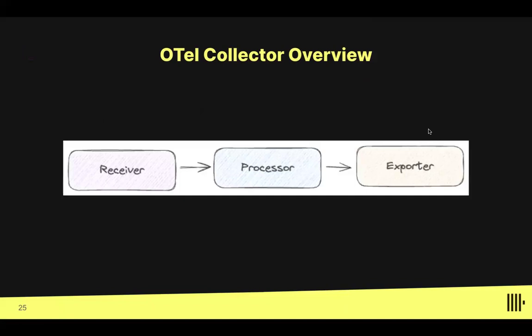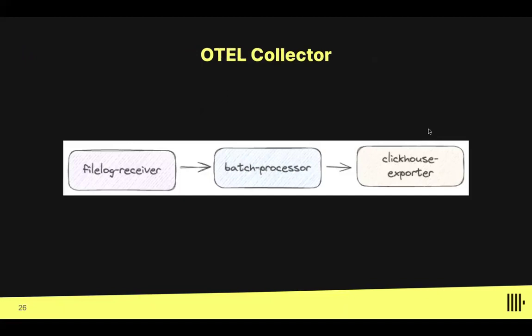All right, so again, the simplified view of a generic OTel collector pipeline. We need to define receivers, processors, and exporters. And that's what we came up with, right? For the receiver, we're using the file log receiver, which is handling the logs. As a processor, we use the batch processor because we want to batch the data before shipping it to ClickHouse. And we use the ClickHouse exporter to finally deliver this data to the ClickHouse instance. Let's see how we can configure it.